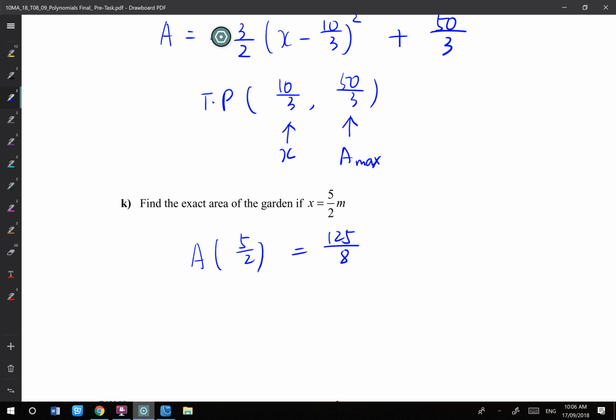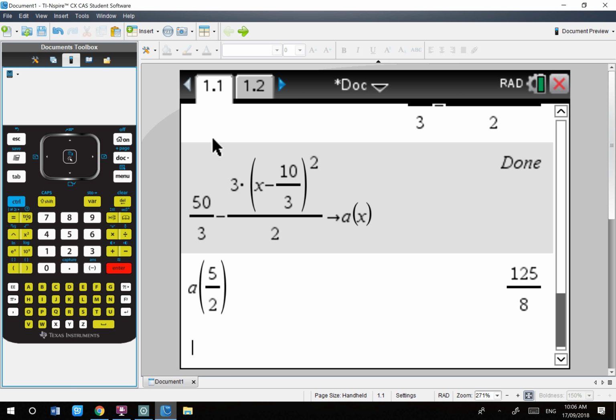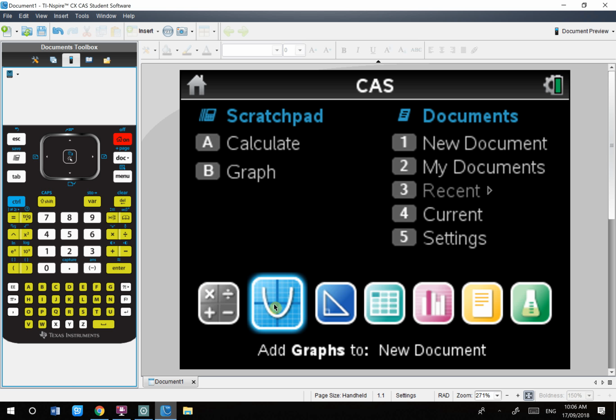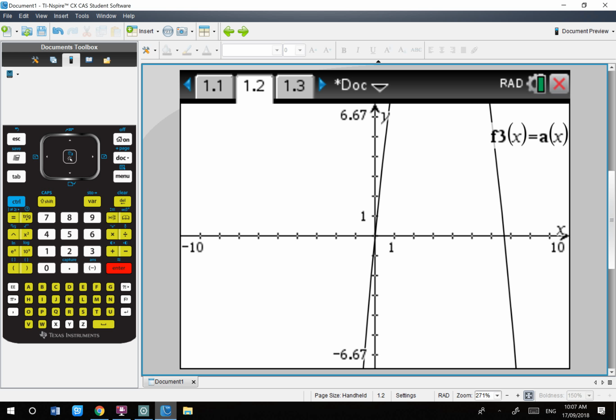And if you can see the next one, sketch the area of A versus x on the axis below. Show the exact coordinates of the x and y intercept and turning point. Okay, what I will do is open another graphing page because it's a different question. So for f3(x), I press A bracket x in. That's the quadratic I want to sketch. Press enter.